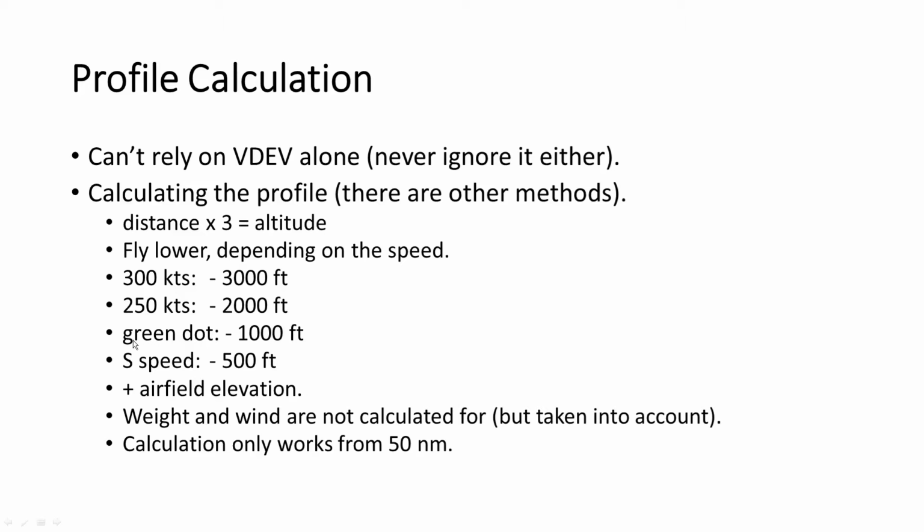If you fly at green dot speed, you should fly 1,000 feet lower. When you fly at S speed, 500 feet lower. And as the last step, you add the airport elevation. And I should also say that you pick the speed whichever is closest. So if you're flying 320 knots, you pick 300 knots. If you're flying 240 knots, you pick 250 knots as a reference.